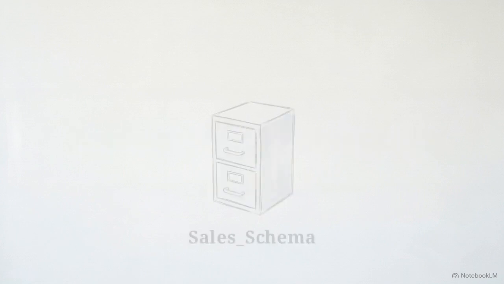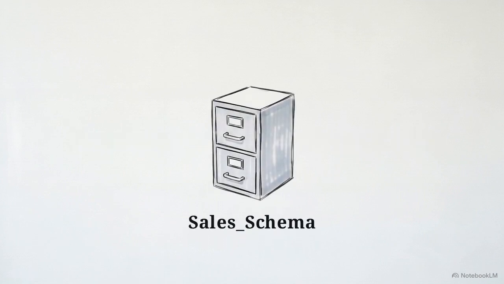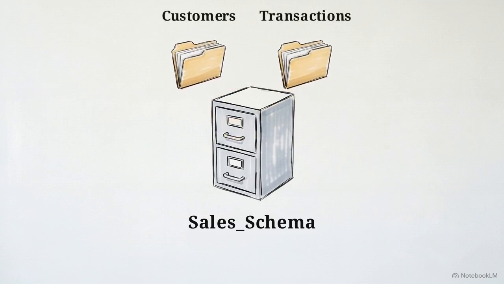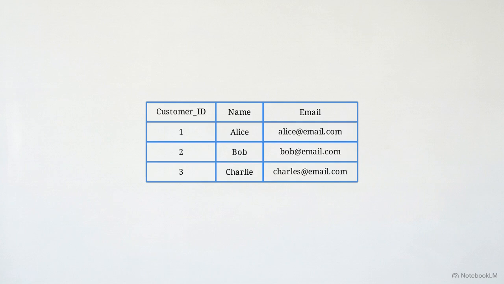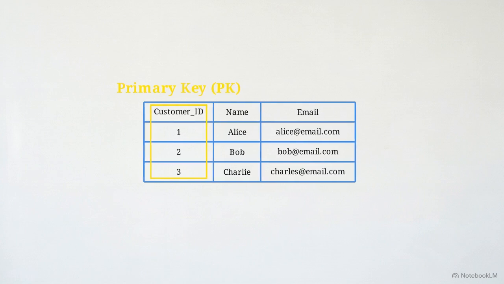The master structure is the schema. This logical blueprint holds related tables together, like a sales schema holding folders for customers and transactions. Inside that schema are the tables. These are individual grids of data storing information about one specific subject. Every single row in that table must have a primary key. This unique identifier cannot be left blank, mathematically eliminating duplicate records.